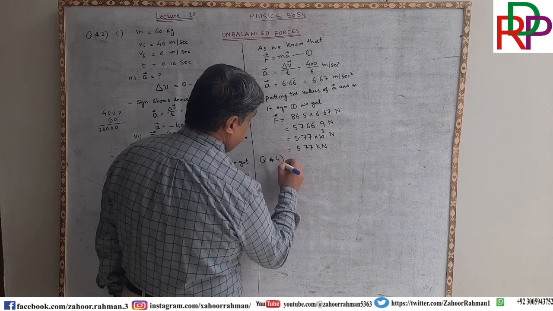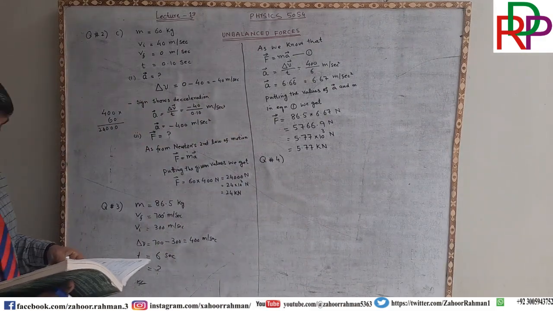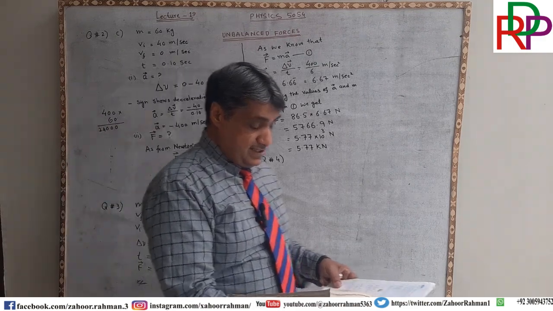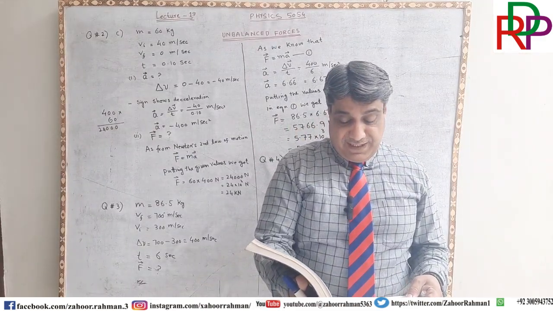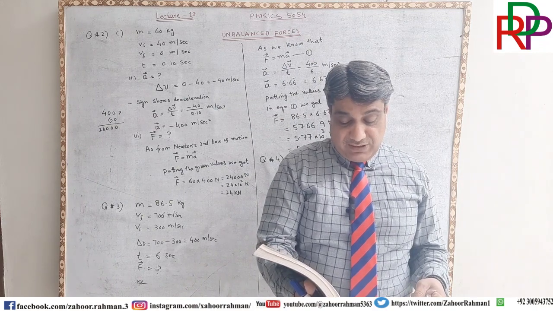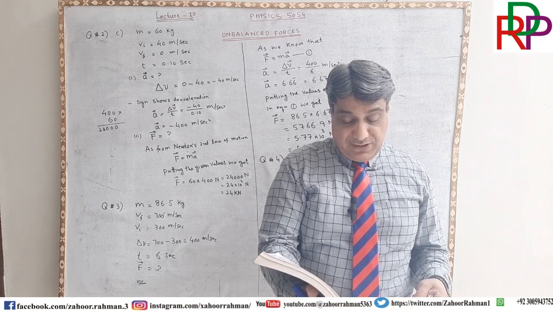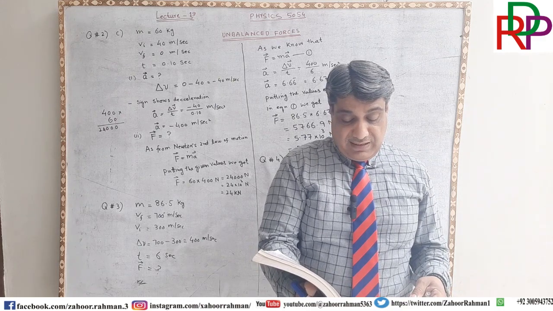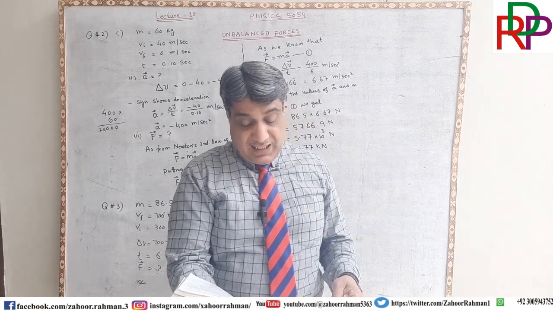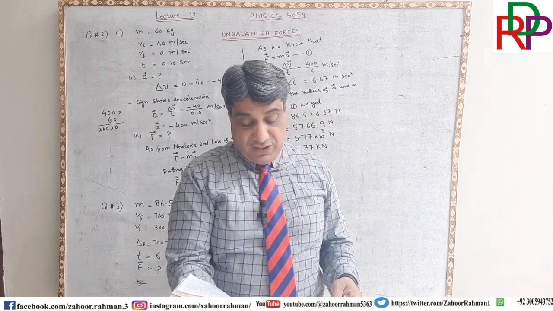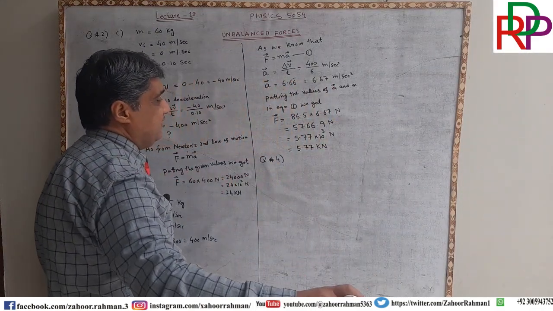Now we are turning our focus to question number 4. Let us first understand the question. A Pratt and Whitney PW4000 turbofan engine is able to provide a maximum thrust of 2.49 into 10 raised to the power 5.